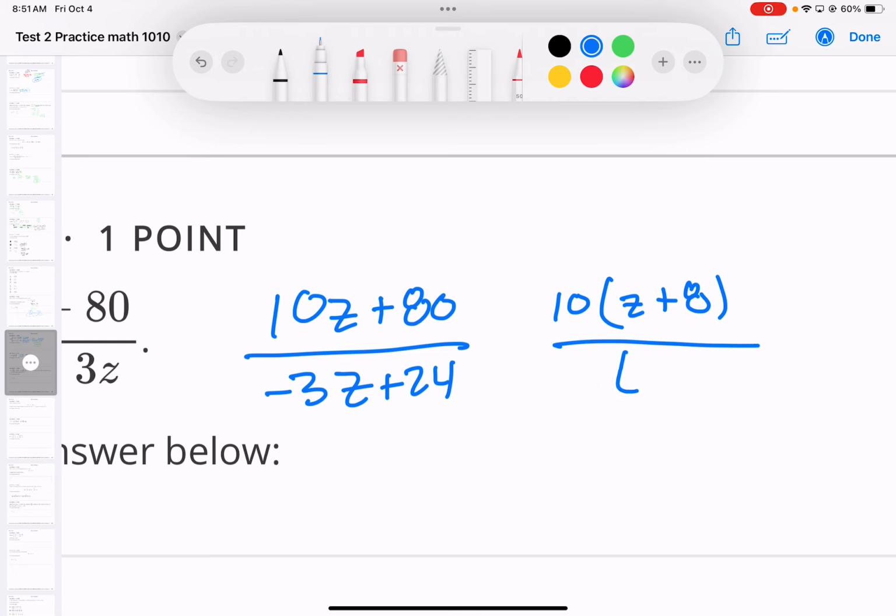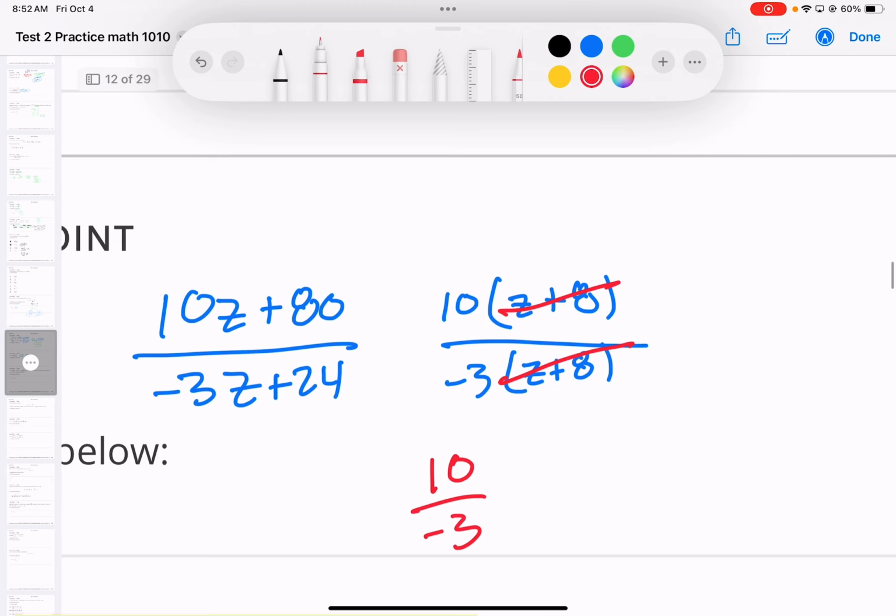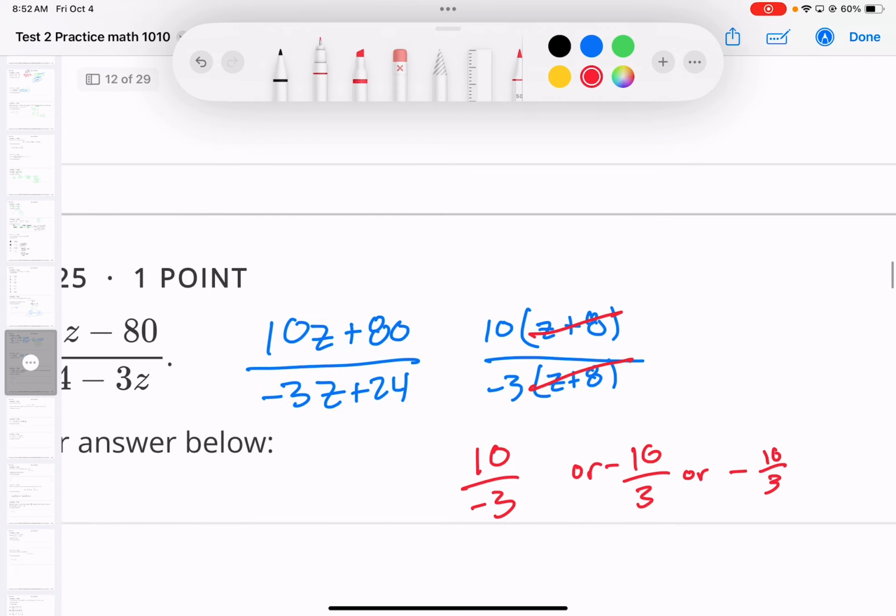So ideally, I'd want a z plus 8 on the bottom as well, right? Is that going to be possible? If I just factor out a negative 3, then it allows me to reduce these because they go away. I'm just left with 10 over negative 3, or negative 10 over 3. Those are all equivalent.